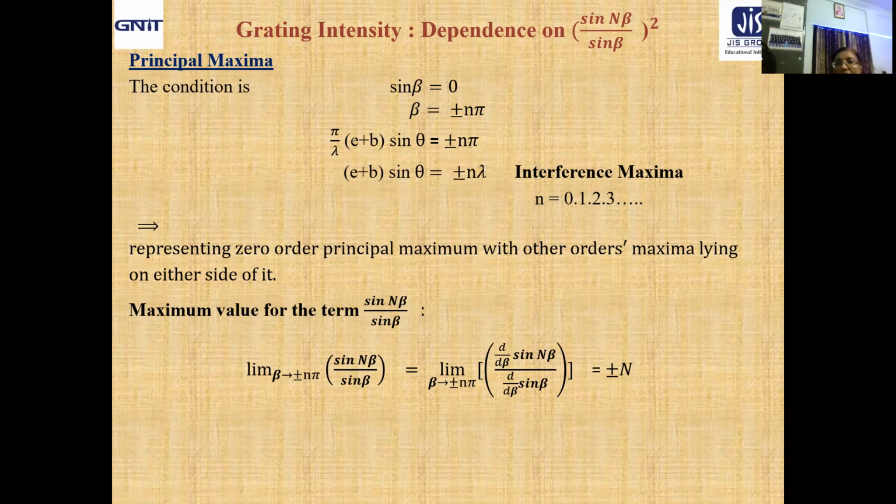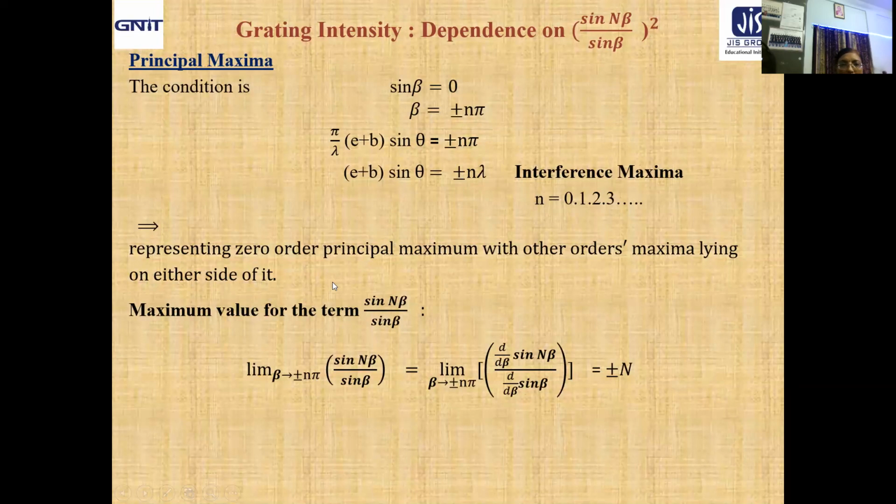What about the values of n? You know that they are 0, 1, 2, 3, representing the zero order principal maximum and other order maxima lying on either side of it, because plus minus will come into play.